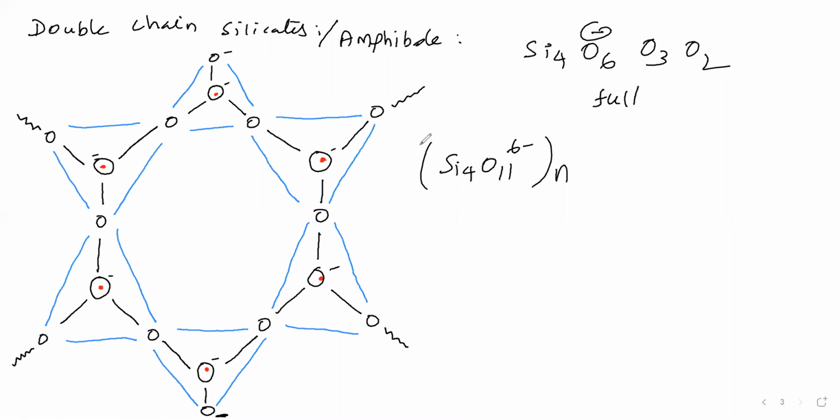For this double chain silicate, an example is tremolite. Tremolite is an example for this. The tremolite formula is Ca2Mg5Si4O11, OH twice. This is tremolite. Tremolite is an example for double chain silicates or amphiboles.